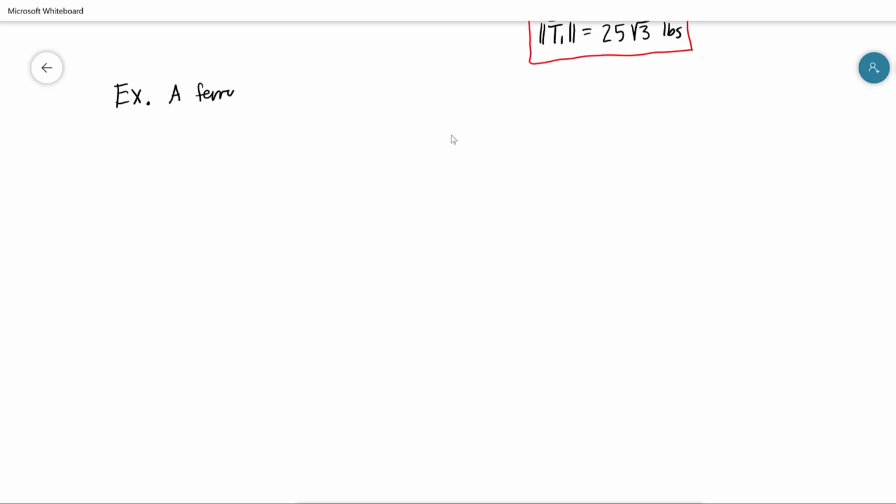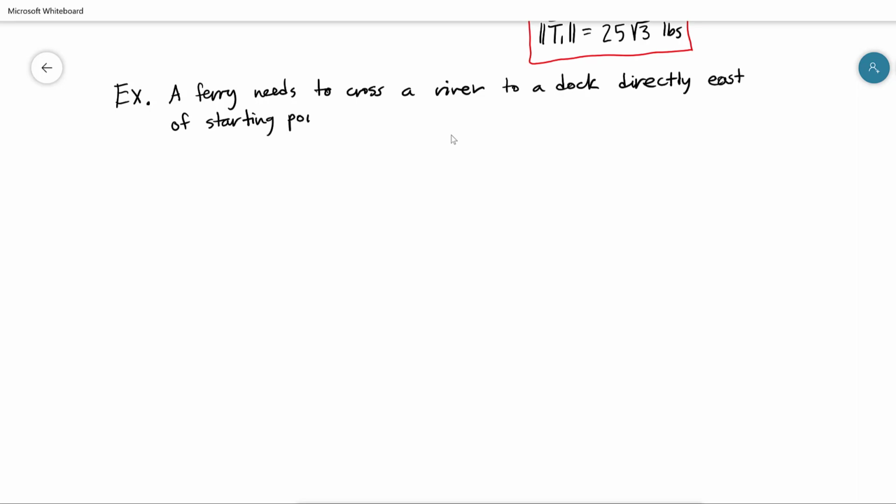This is a word problem. So a ferry, like a boat, needs to cross a river. So basically, to a dock directly east of our starting point. The ferry can travel 12 miles per hour in still water.